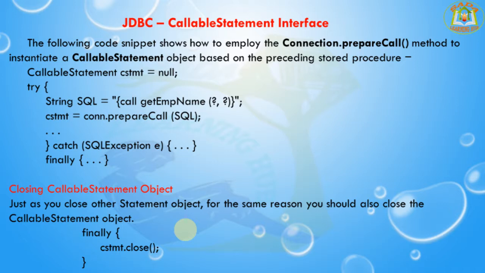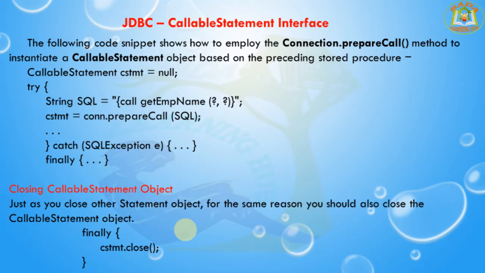Next, I am going to discuss closing the callable statement. Closing the callable statement is good programming practice. Otherwise, it's not at all a problem if you don't close the callable statement. But the good programming practice is to close callable statements just as you close other statement objects. For the same reason, you should also close callable statement objects. A simple call to the close method will do the job.